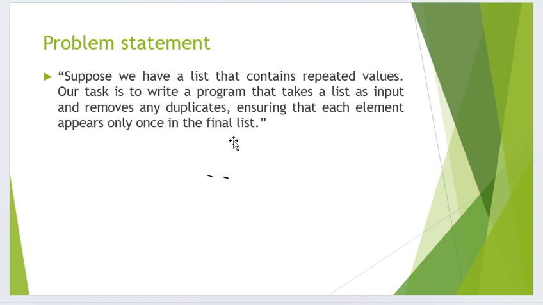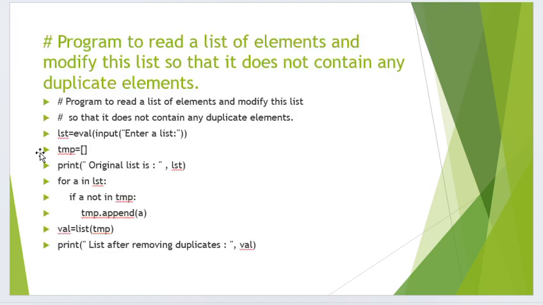So to achieve this, we can create an empty list, temp, and then iterate through each element in the original list. If the element is not already in the temp list, we append it. This way only unique elements will be stored. Let's see the coding.